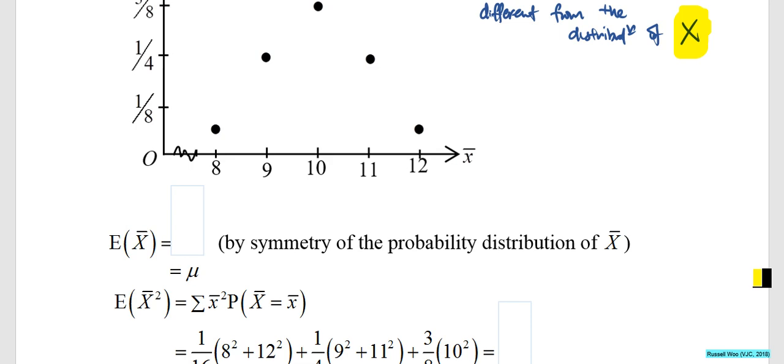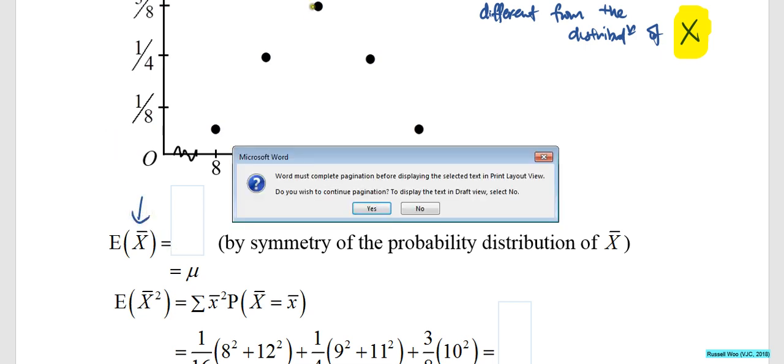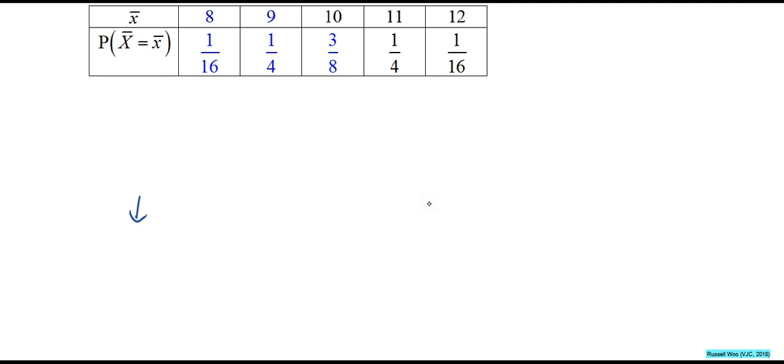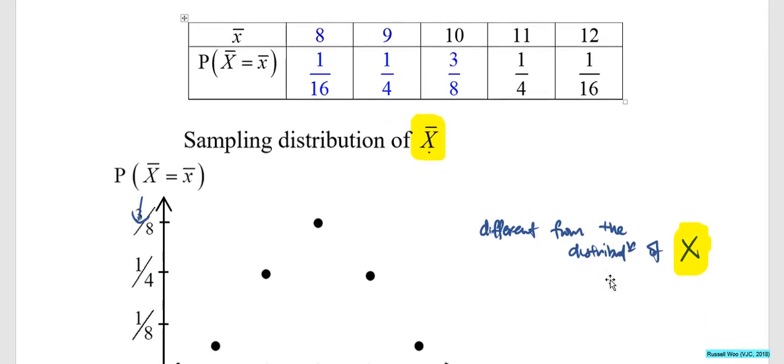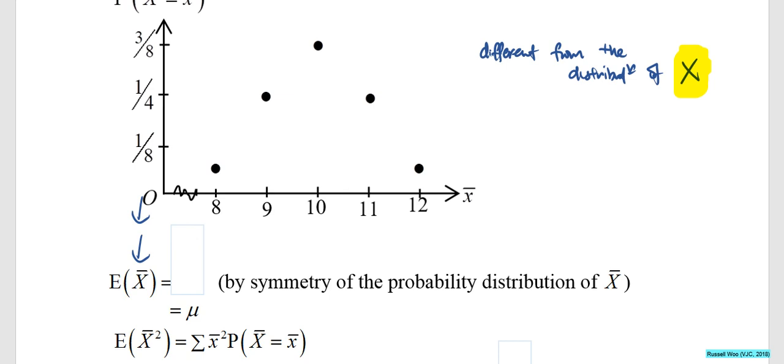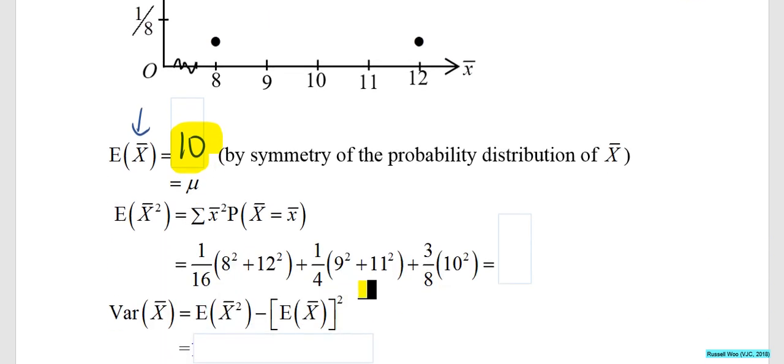But you realize that the expected value of x bar, just by observation, here, is 10. It's also 10. You realize that this is also the same as the expected value of x. Now this is x bar, not x. You realize that the mean is still the same, still 10.